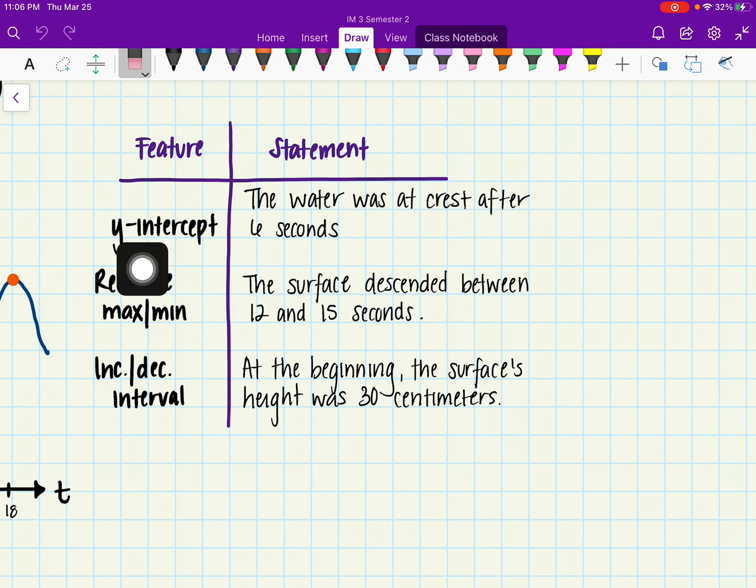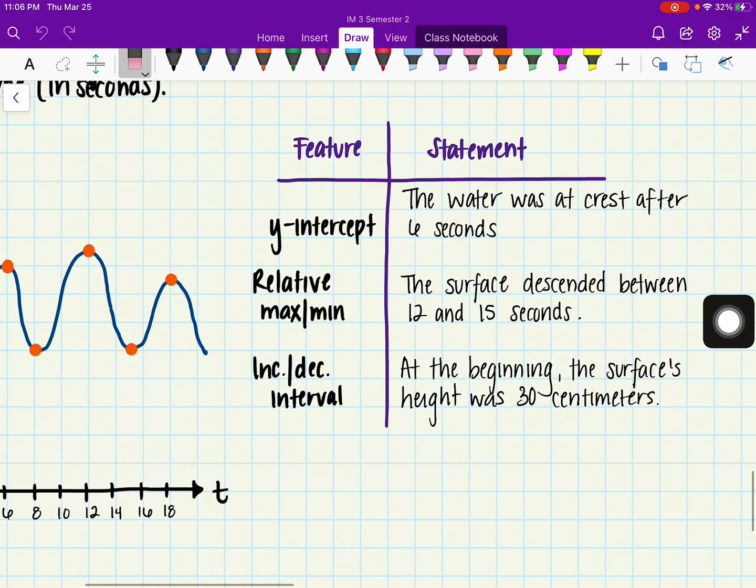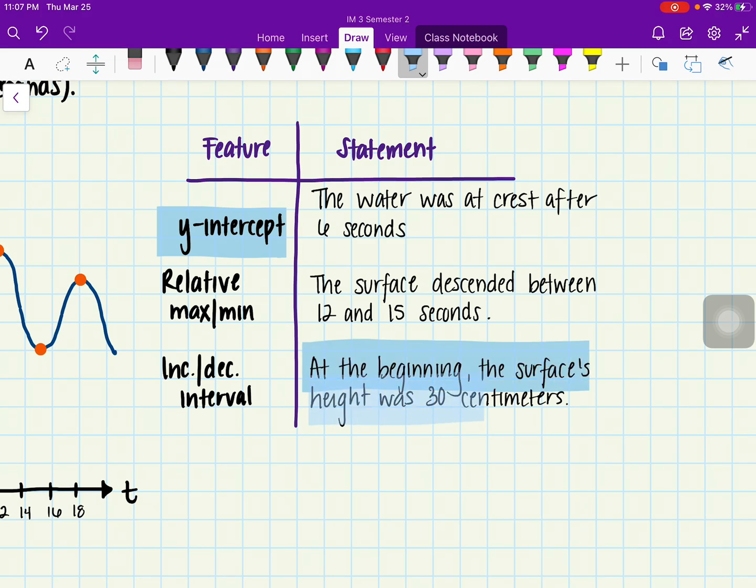Whenever we're talking about the y-intercept, we're actually talking about our starting point, where it started. If we take a look at our graph, our starting point is at around 30 centimeters, and one of the statements mentions 30 centimeters. So the y-intercept matches with: at the beginning, the surface's height was 30 centimeters. So that's the first one.